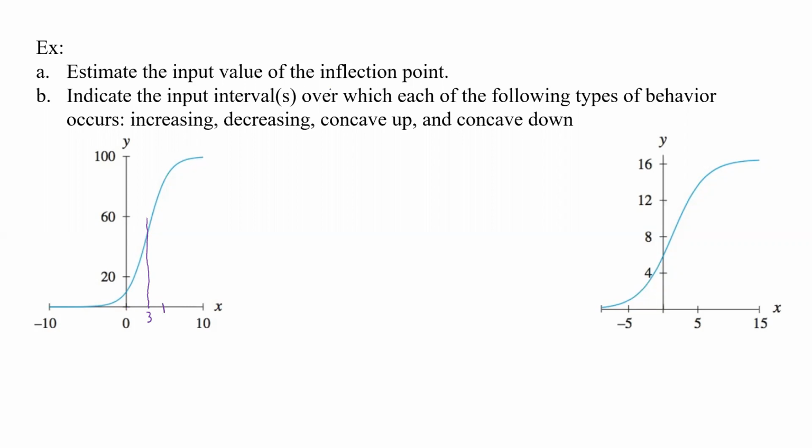So input value of the inflection point, that's going to be that x, well, let's call it approximately, because I'm not sure. It might be 3.2. I'm not really sure on that one. Now indicate the input intervals where each of the following types of behavior occurs. Well, it's increasing. Okay, well, where's it increasing? Well, guess what? It's increasing over the whole interval. So increasing, okay. And then decreasing, well, it's not decreasing at all, so we don't even have to worry about that.